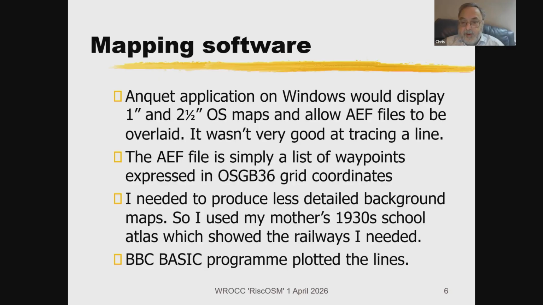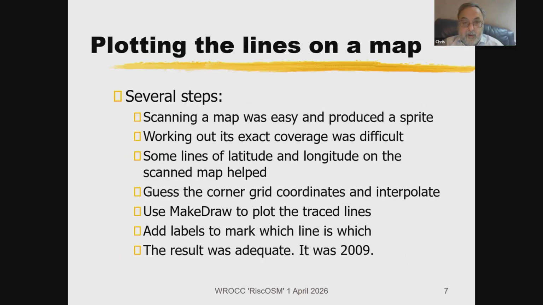Now I wanted to find something a lot less detailed on which I could plot these lines I'd traced, that wasn't prominent enough to take your attention away from the actual lines that I'd plotted. So I used my mother's 1930s school atlas, hoping that might be out of copyright, but I wasn't sure. And that showed the railways in the era that I wanted, so that was quite nice. I wrote a BBC programme and I plotted the lines.